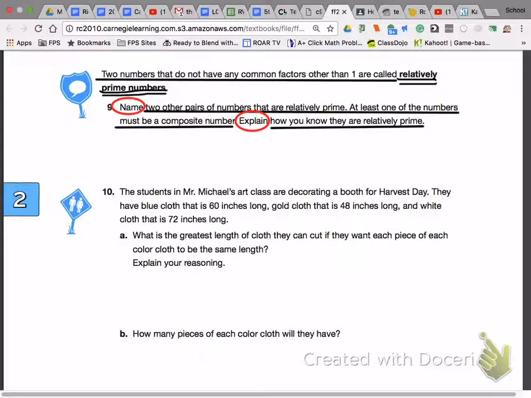Please turn to page 74. 2 numbers that do not have any common factors other than 1 are called relatively prime numbers. Please answer number 9 with your group.